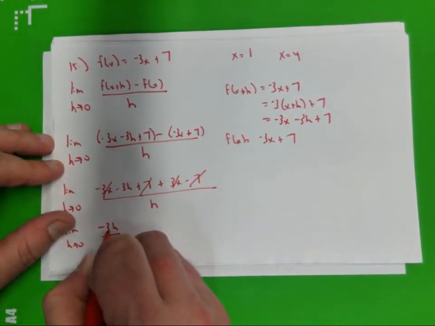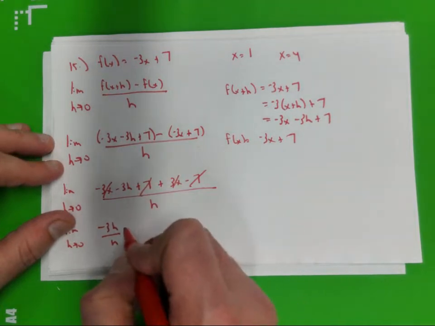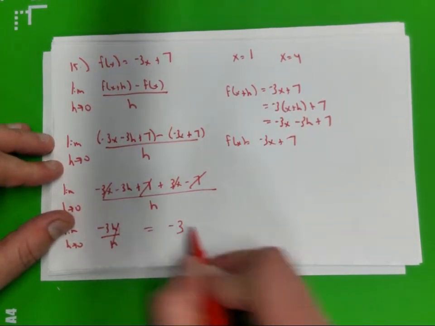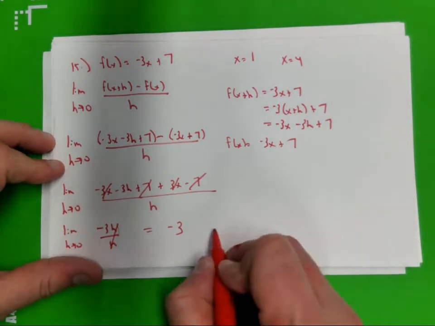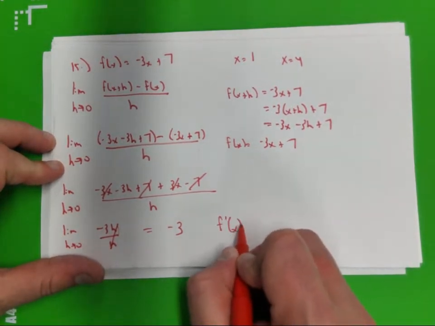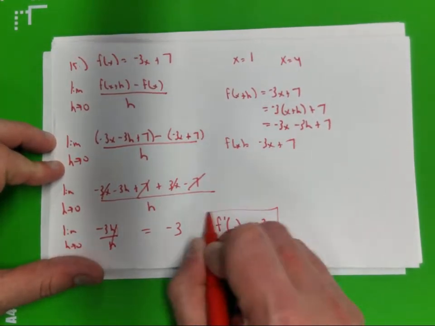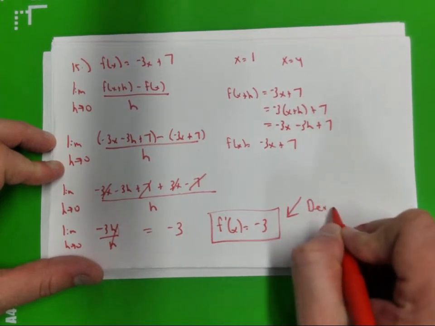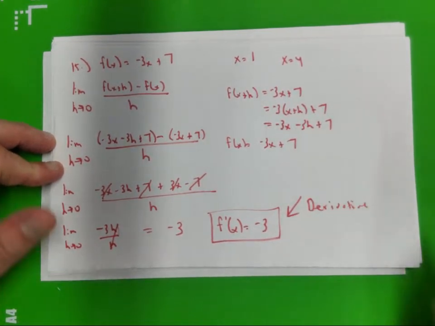The h and negative 3 doesn't have a plus in between or a minus, so it can't cancel out. So your derivative is negative 3. I could rewrite that as f prime of x equals negative 3. That is my derivative, aka my slope generator.